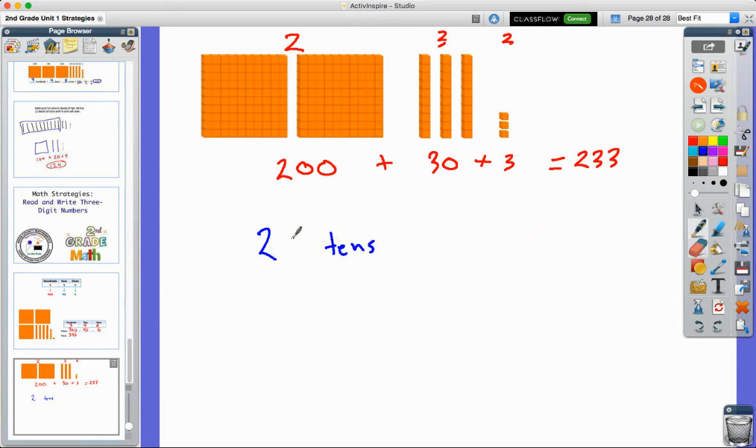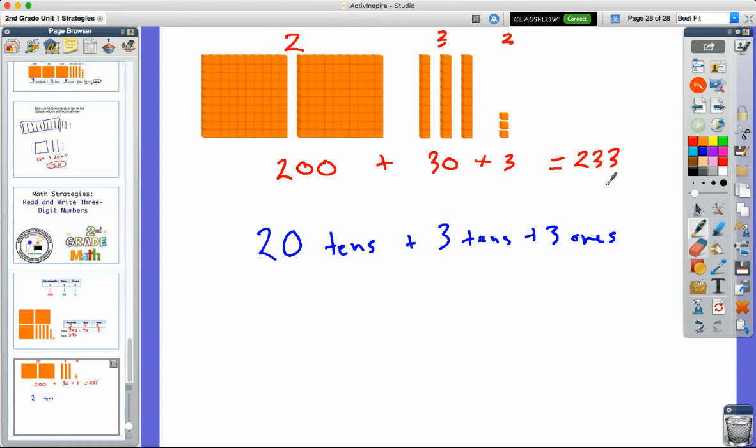So that would be 20 tens plus 3 more tens, and then plus my 3 ones. So we could look at this in different ways, all right? So 200 is the same thing as looking at 20 tens. We'd actually have a total of 23 tens and 3 ones, all right? And that would still equal 233.